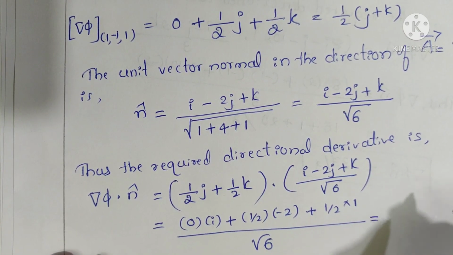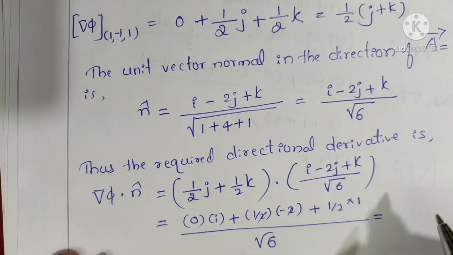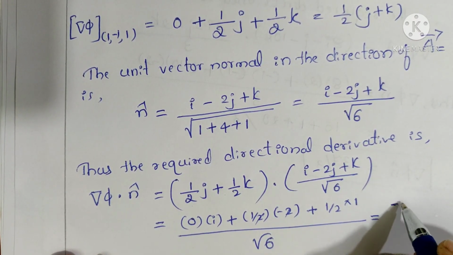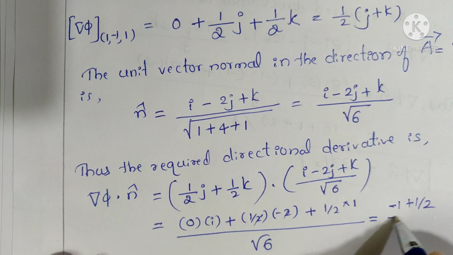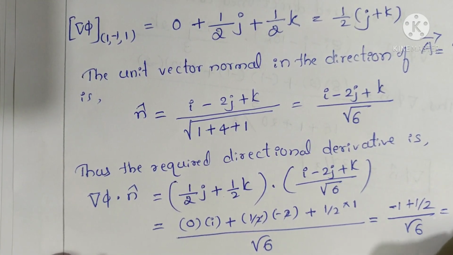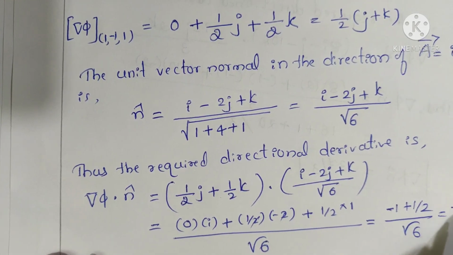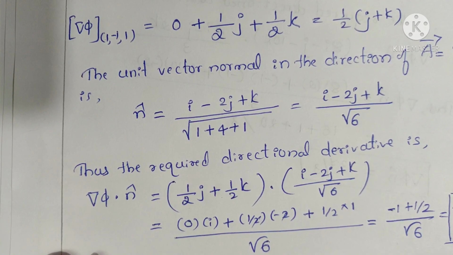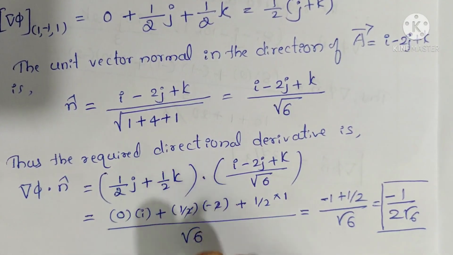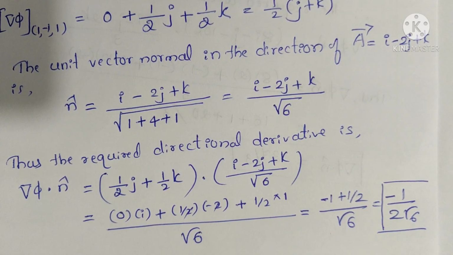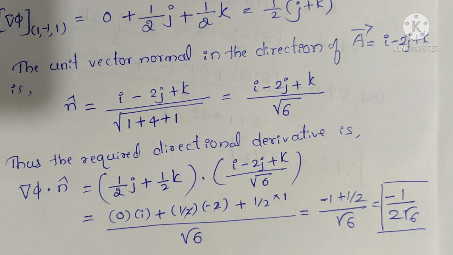So this is equal to, 2 will get cancelled, minus 1 plus 1 by 2. So it will be minus 1 plus 1 by 2 divided by root 6, that is minus 1 by 2 root 6. This is the required directional derivative of the given scalar along the given vector A. So in the next class we will solve some more examples. Thank you.